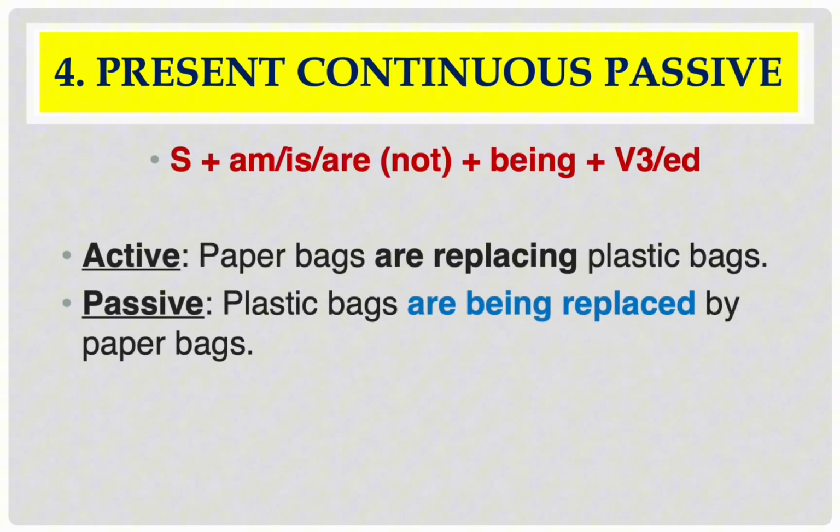Present continuous passive. Subject am, is, are, being plus past participle. Look at the example. Notice the verb change. Active, are replacing. Passive, are being replaced. Are stays the same for present tense. Add being to form the continuous passive. The main verb replace becomes past participle.